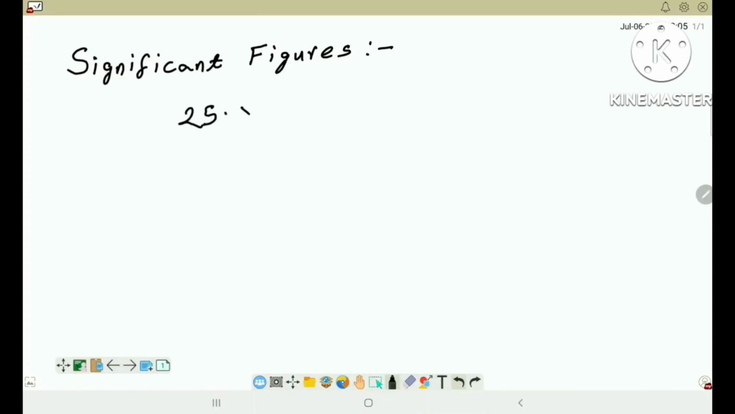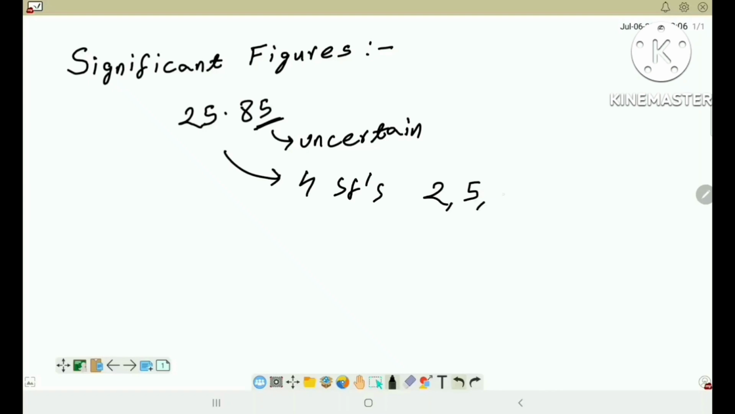For example, let's take a number 25.85. Here the last digit 5 is the uncertain one, right? This number has four significant figures: 2, 5, 8 and 5. What are they? 2, 5, 8 and 5. Here the last one is uncertain. Let's take some more examples.